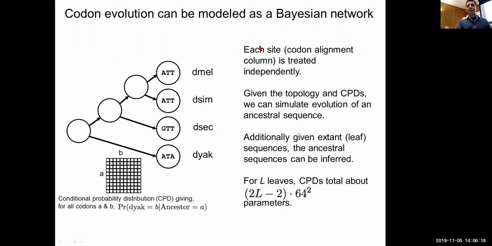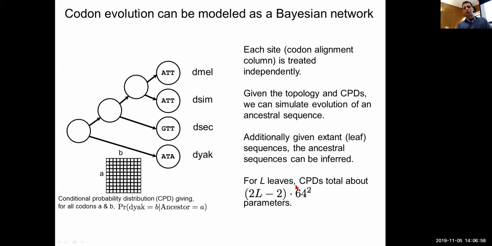Awesome. So every site, every codon alignment column, is treated independently, and given the topology of the tree and this conditional probability distribution, we can simulate evolution of an ancestral sequence. That's the generative part of the model. I can run the model forward and see what types of mutations I obtain. Or, given observed leaf sequences, I can infer the most likely state of the ancestral sequences, the maximum a posteriori probability sequence. And there are a lot of parameters.